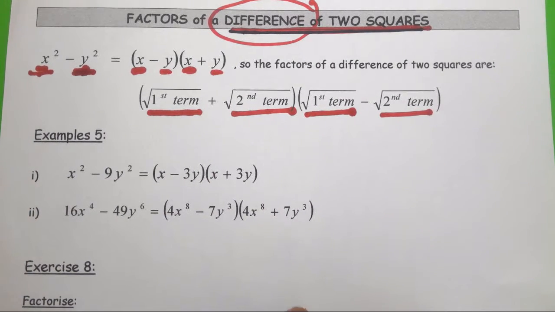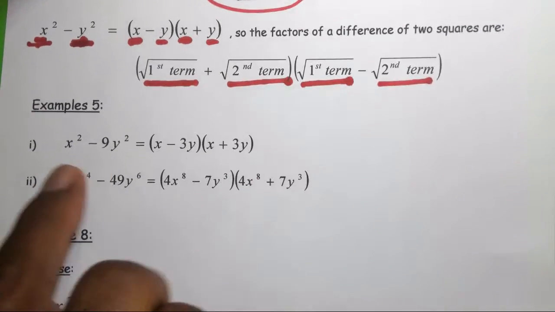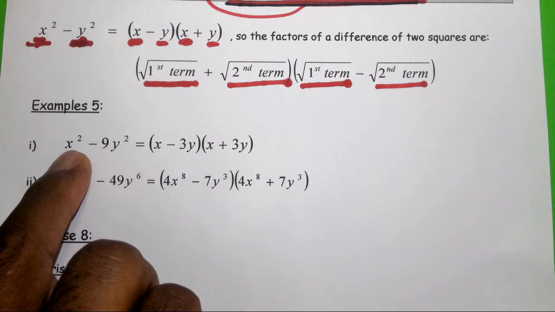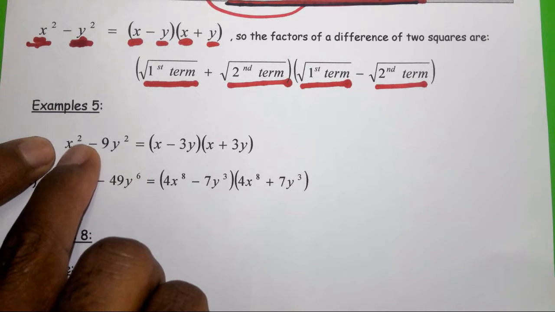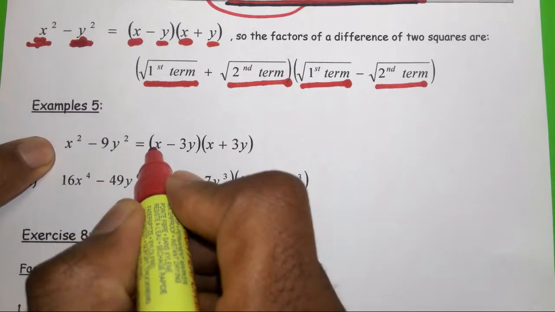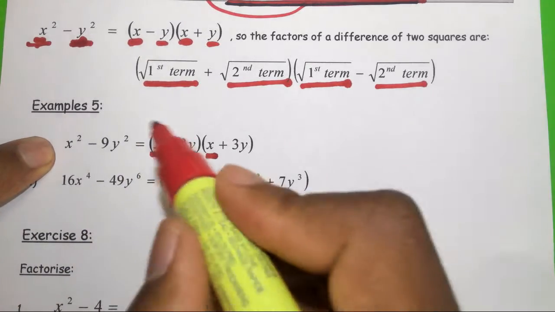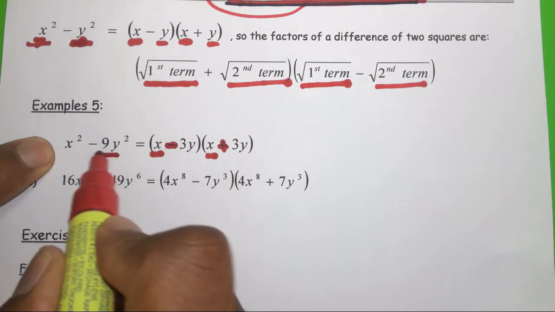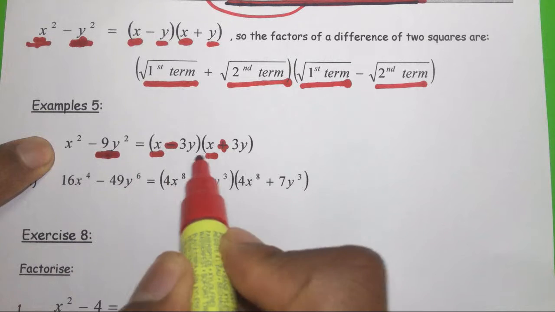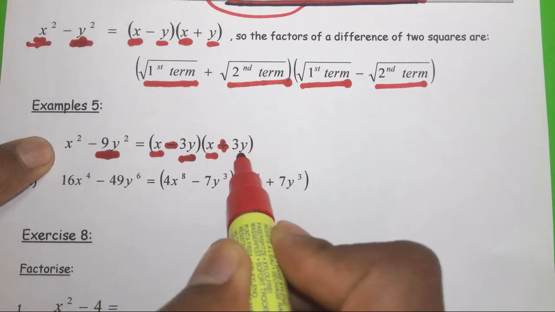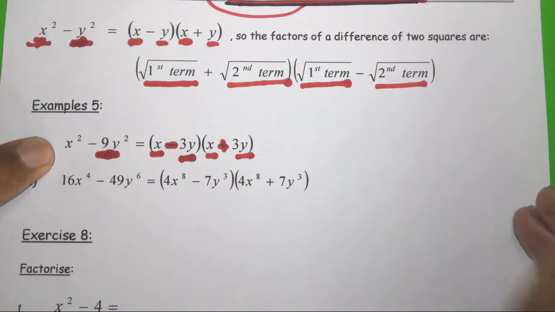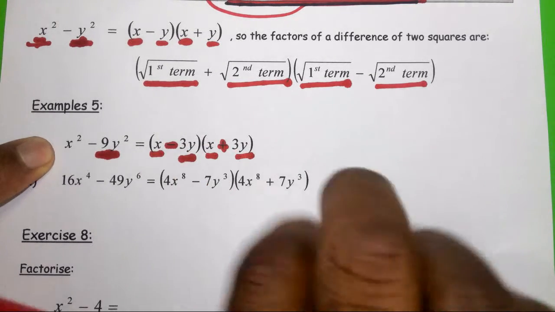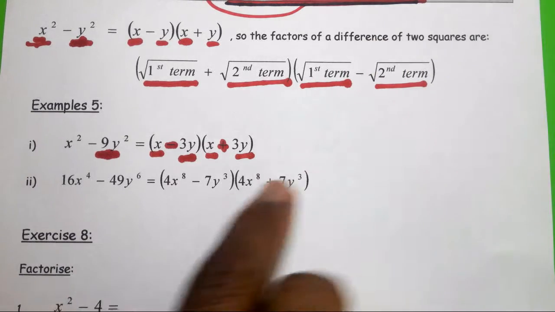Let's look at some more examples. So here I have x squared minus 9y squared. X squared is the first term. The square root of x squared is x. So I'll have x there, my minus, then plus. Then I'll have the square root of 9y squared, which is 3y. Minus 3y plus 3y. I can have minus there, then a plus there. Doesn't really matter if you put a plus or a minus first. It's the same thing.